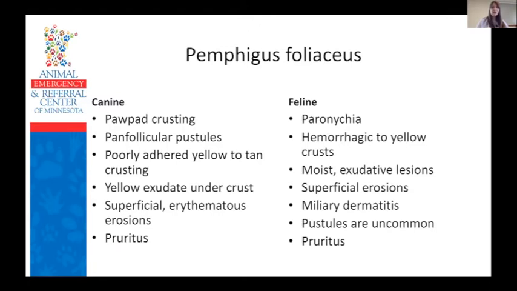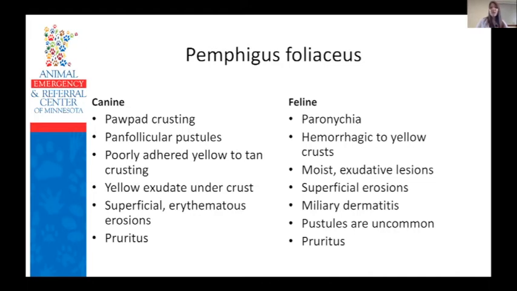Both cases usually have a yellow tan crust. It can be hemorrhagic too, especially in cats. Cats have a tendency to be a little bit more moist than dogs, but you'll sometimes have a dried crust and you'll lift it up and you'll have this really moist lesion underneath and erosion. They should be superficial. They should be pretty red because there's this inflammatory process.